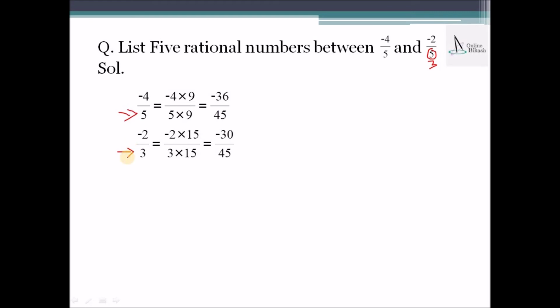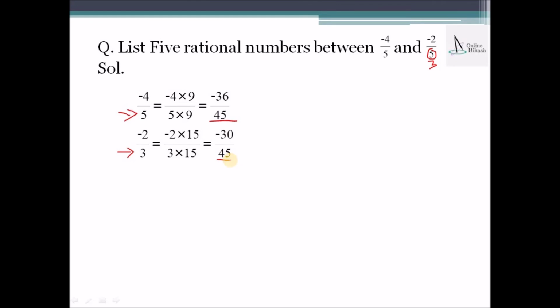So what will we do? In my previous slide, I told you that you have to make the denominator same. In this case also, your prime aim is to make the denominator same. Here in this case, I multiplied this 5 by 9, and this 3 by 15 to get 45 as the denominator. Common denominator has become 45 in this case, and in this case it's also 45.